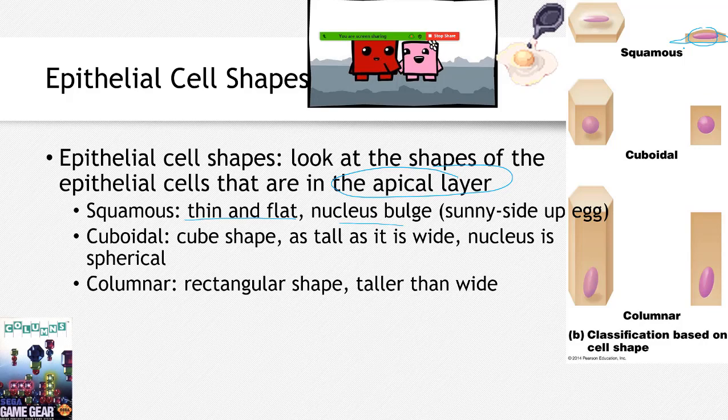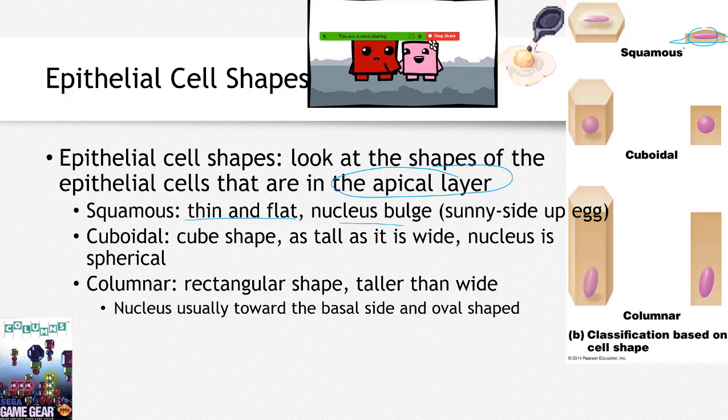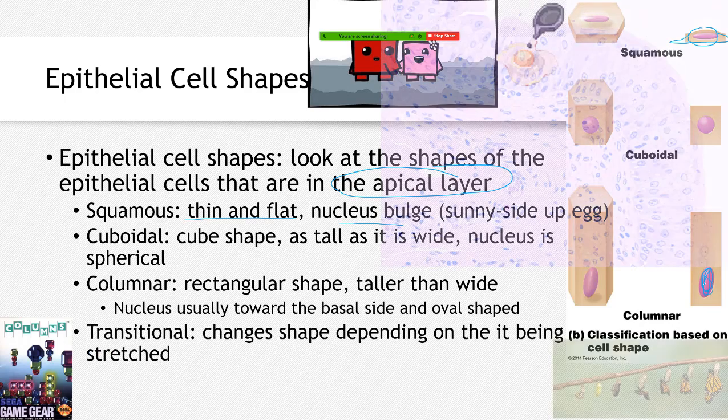Columnar is a rectangular shape. It means that it's taller than it is wide. And so for this one it will be obvious. It will be a lot taller than it is wide. Okay. And then there's this special type. By the way, the columnar doesn't always happen, but the nucleus tends to be towards the base of the cell. Okay, but it's not always the case scenario.